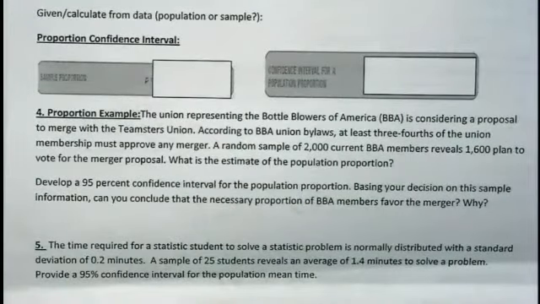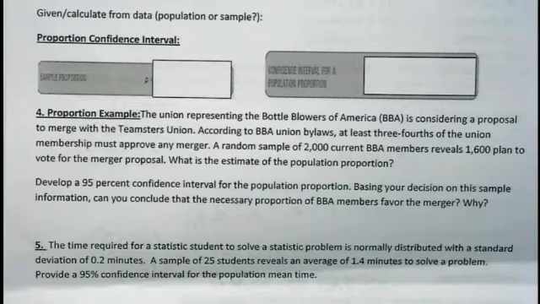The union representing the bottle blowers of America is considering a proposal to merge with the Teamsters Union. According to BBA bylaws, 3/4 of the union members must approve it. A random sample of 2,000 members revealed 1,600 plan to vote for the merger proposal. What is the estimate of the population proportion? Develop a 95% confidence interval for the population proportion. Basing your decision on this sample information, can you conclude that the necessary proportion of BBA members favor the merger?